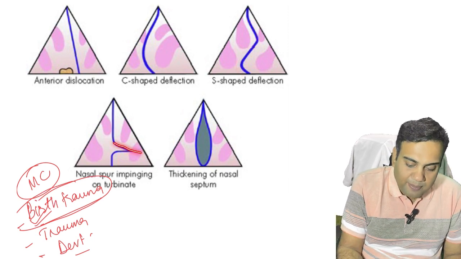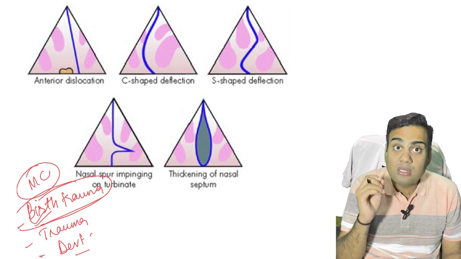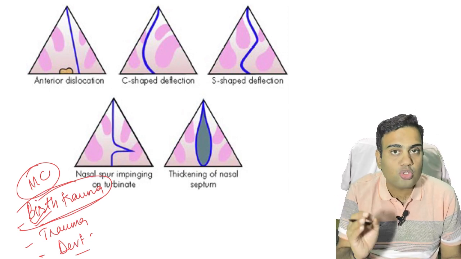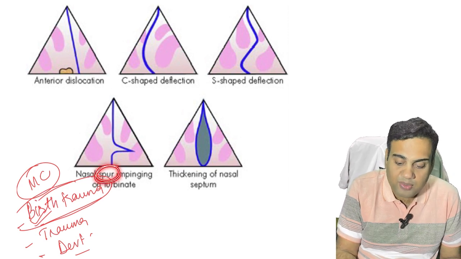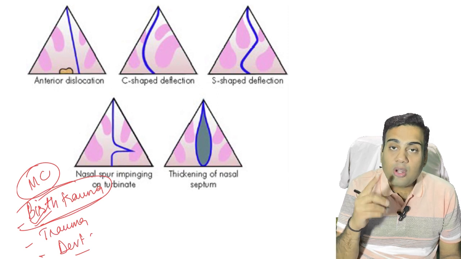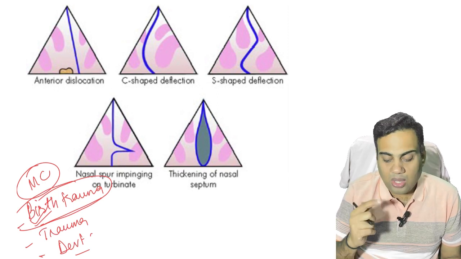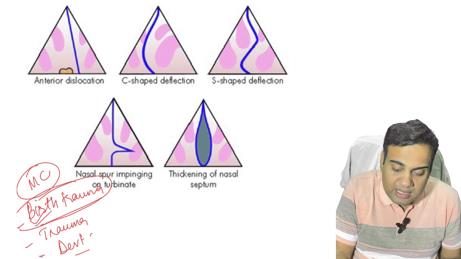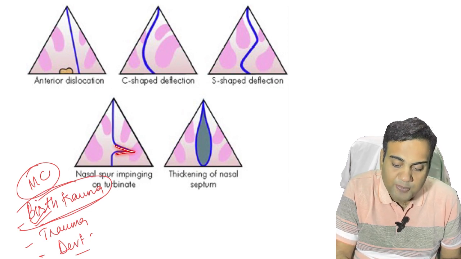Then you have the septal spur. Now this is the most common type of deviated nasal septum. Remember, the most common type of deviation is which type? The spur. And also the most problematic and also the most easily treatable. Now let us understand why this is problematic. This, if you can see, is a sharp spur.